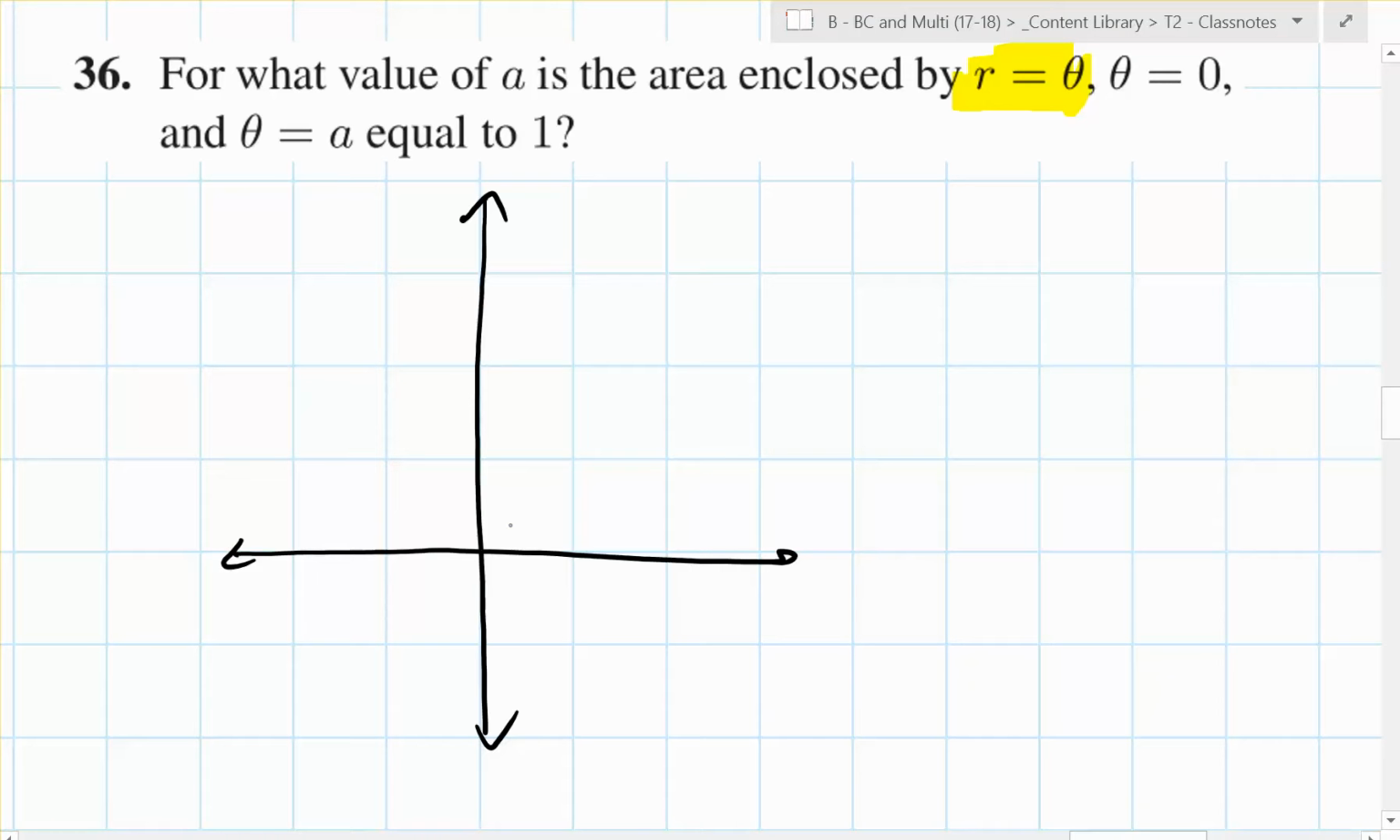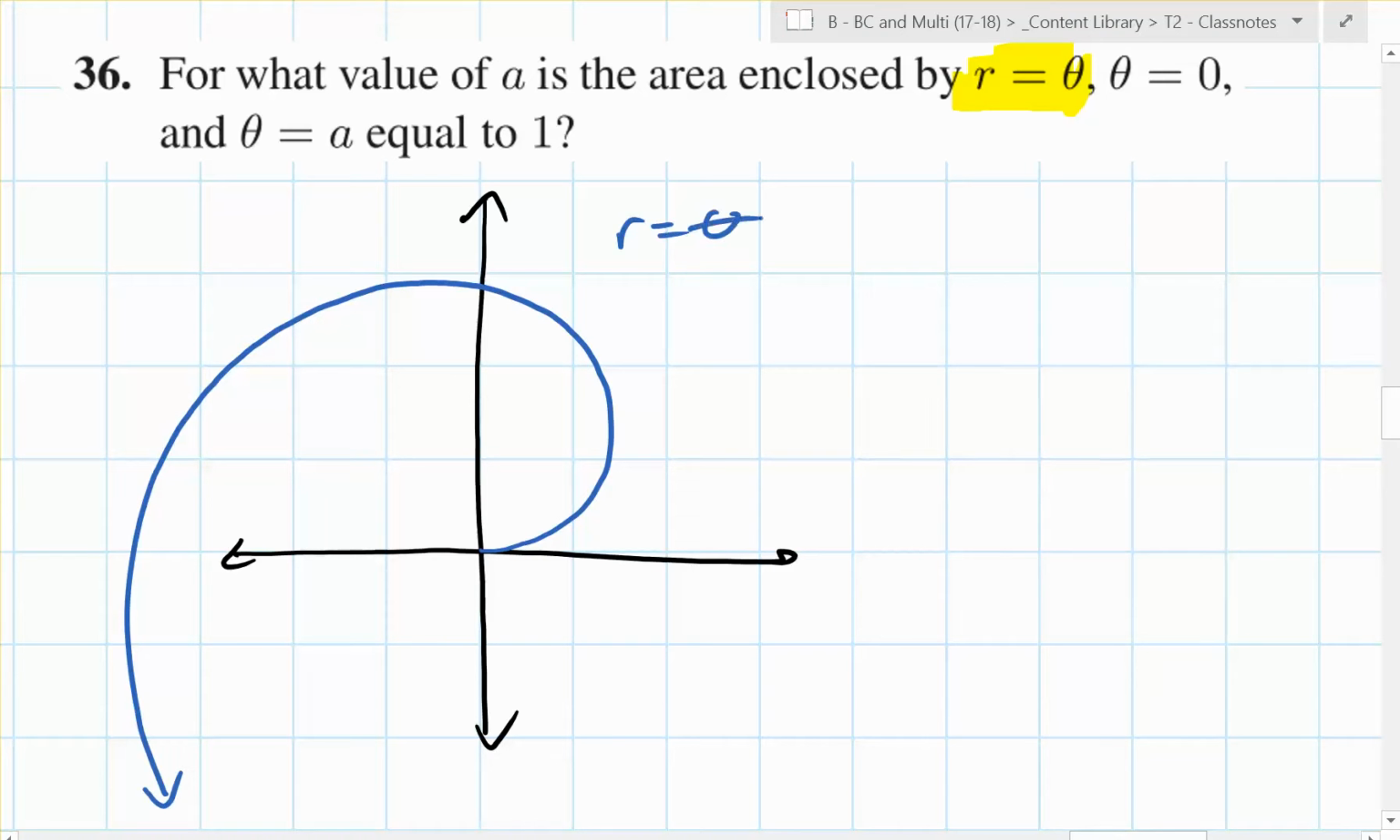As theta gets bigger, r gets bigger. So this is a spiral going out. Does it go clockwise or counterclockwise? It's a spiral like this. Yay. That's r equals theta.